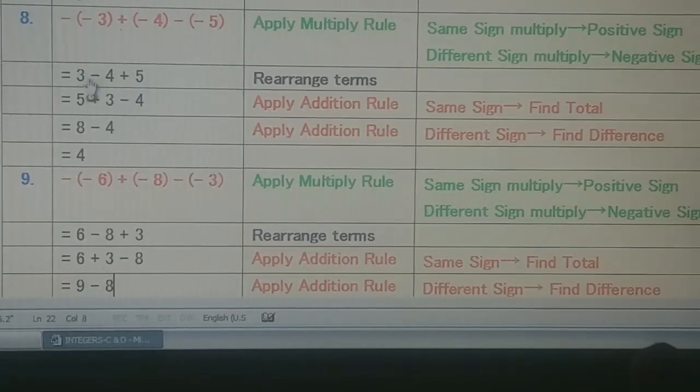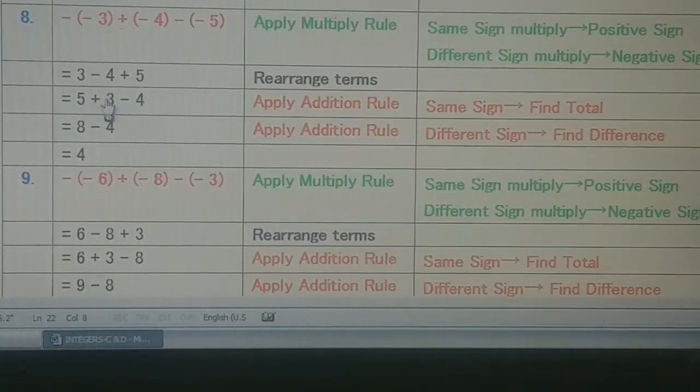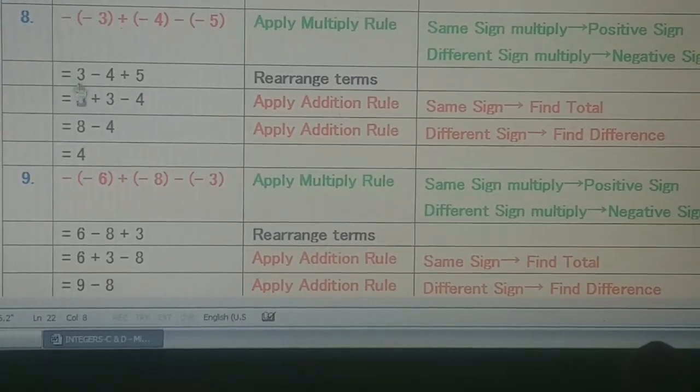Now we have learnt that numbers having the same sign should be solved first. 3 is positive, 5 is positive and 4 is negative. So first we'll be solving 5 and 3 and then minus 4. So we first copy plus 5, plus 3 and then minus 4. 5 is positive and 3 is positive, and 3 is positive and 4 is negative. So plus 5 plus 3 minus 4.